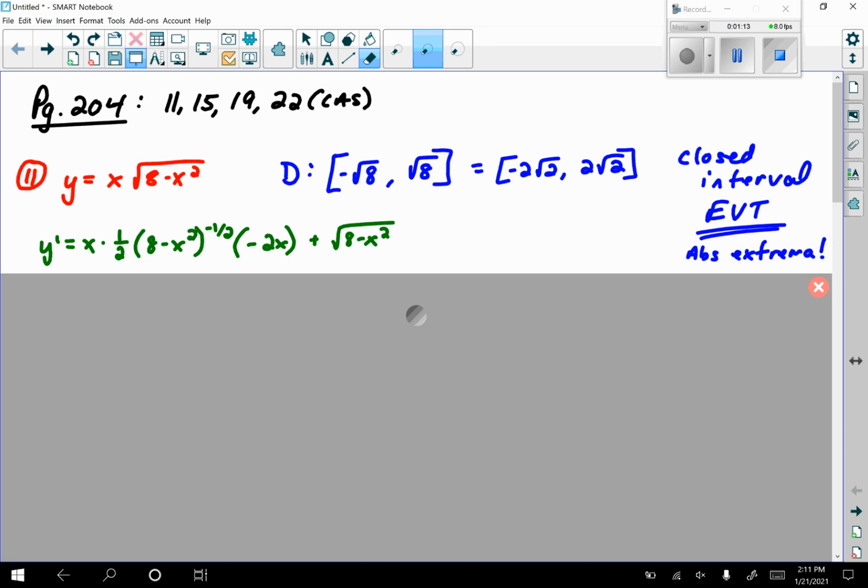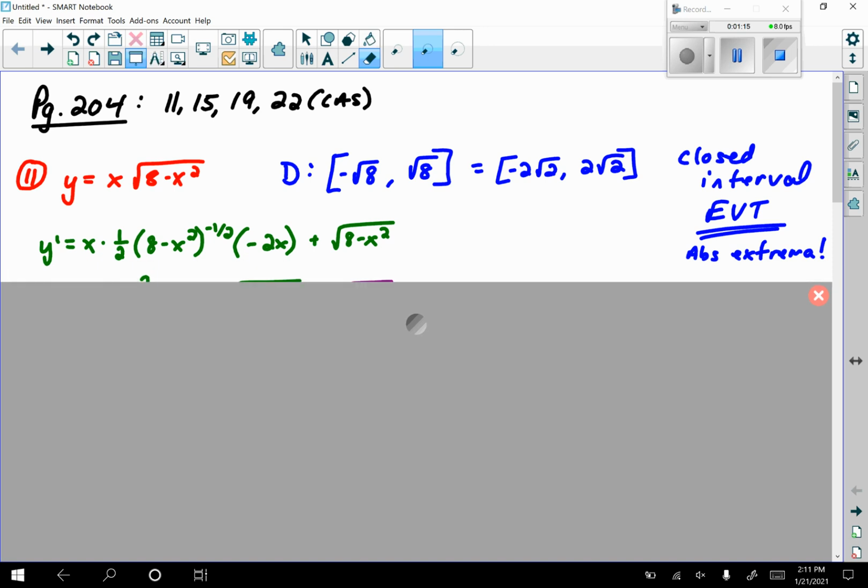So let's first take a look at the first derivative. So I have to use the product rule. So I'm going to underline the parts here. So u is just x. Now v prime is right here. We have 1/2 times the quantity 8 minus x squared to the negative 1/2 times the derivative of the inside stuff, which is negative 2x. So there's my u v prime. Then I have plus v, which is the square root of 8 minus x squared. u prime is just 1.